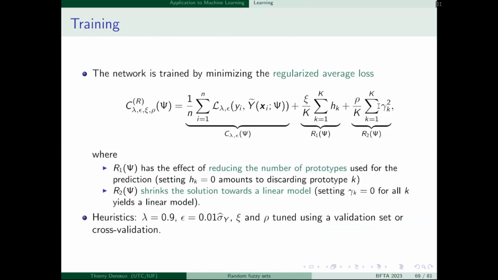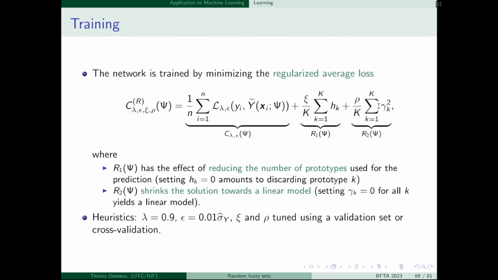The average loss is defined like this, but we know that in machine learning, we typically have a model with a large number of parameters. So to get a good generalization performance, we need to regularize. Here we have 2 regularization terms. The first term is basically the sum of the imprecisions, so you want to minimize that, to have the imprecisions as small as possible.